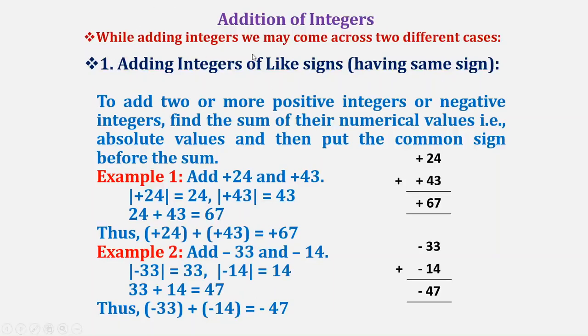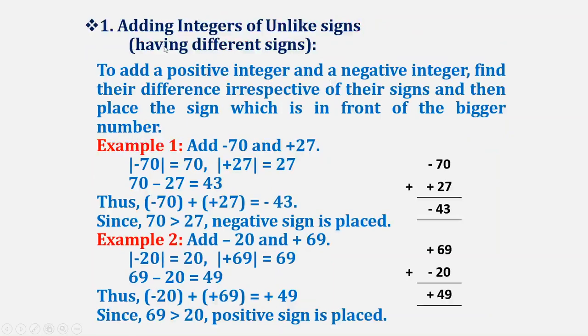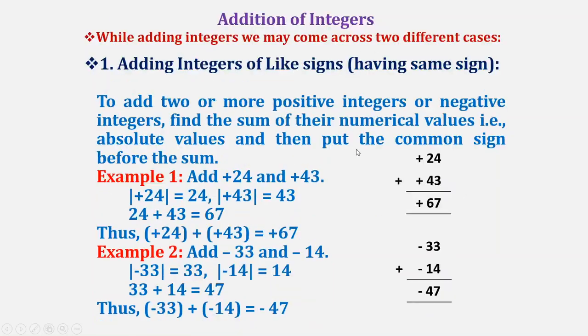While adding integers, we may come across two different cases. In integers, we want to add any two integers. There are two different cases. First one is adding integers of like signs. Next one is adding integers of unlike signs. First we are going to learn about adding integers of like signs.